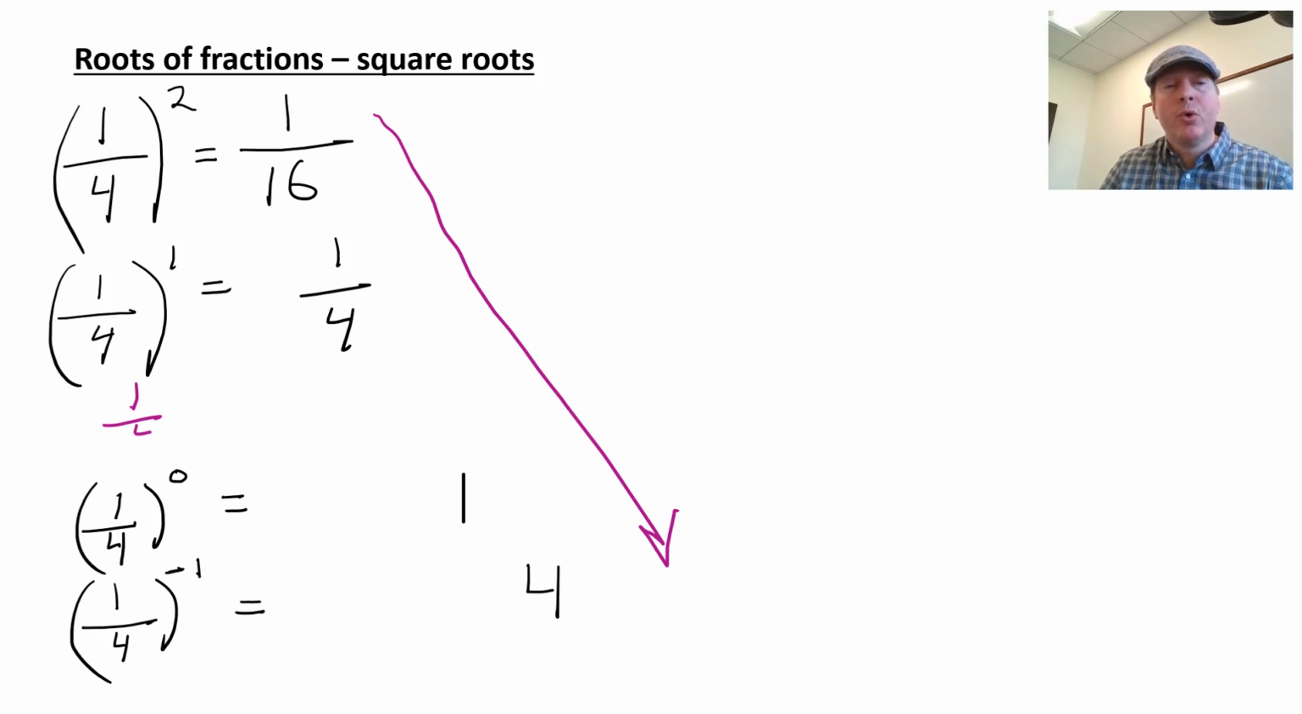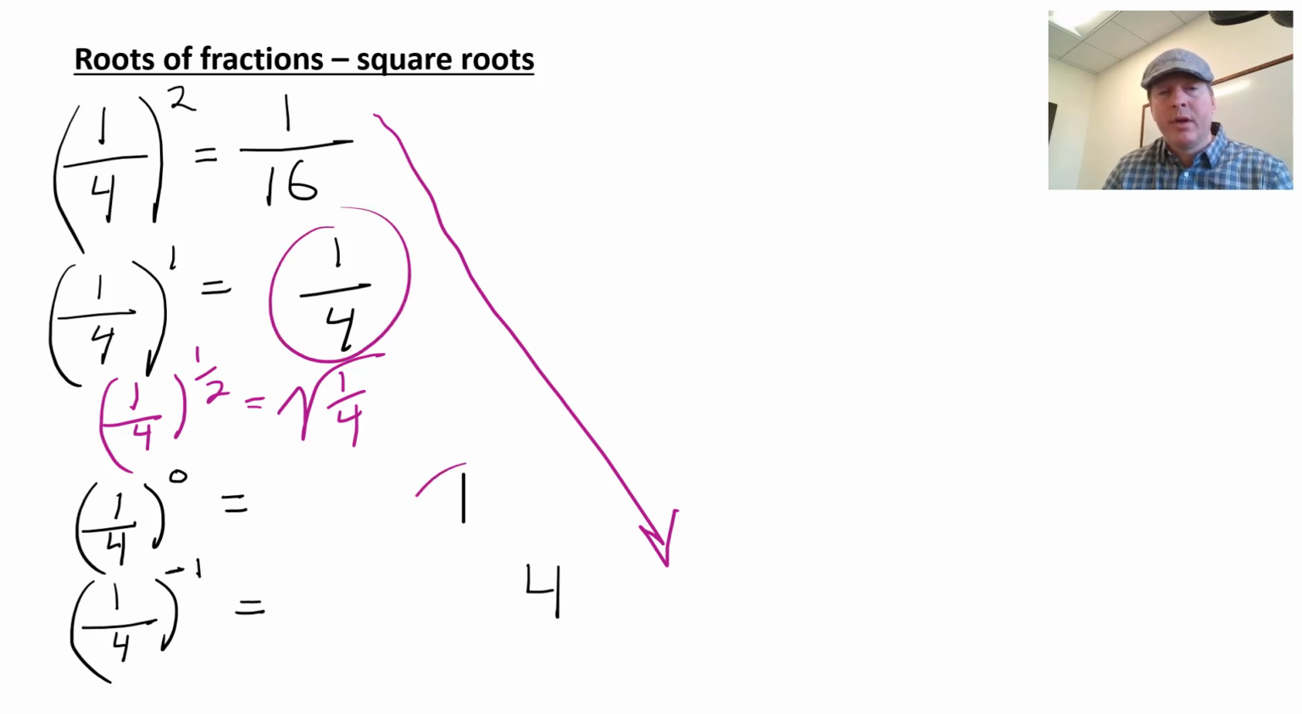Suppose I write 1/4 to the 1/2. Suppose I write square root of 1/4. Well, it's a number that is in between 1/4 and 1. And what is it? It's 1/2. The square root of 1/4 is 1/2.